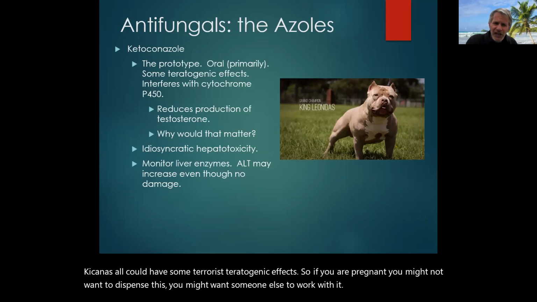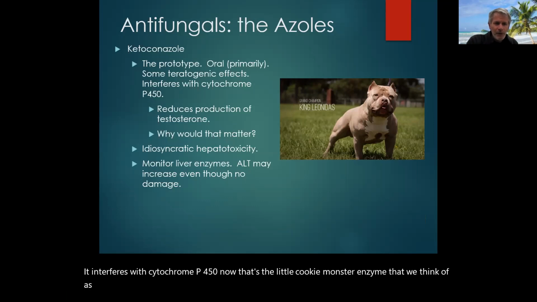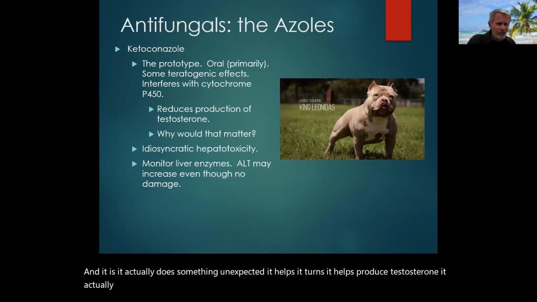It interferes with cytochrome P450. Now that's the little cookie monster enzyme that we think of as destroying drugs, and it is. It actually does something unexpected. It helps produce testosterone. It actually converts progesterone into testosterone. I've never really understood that. But why would that matter?